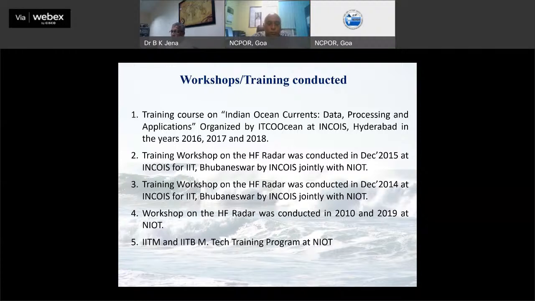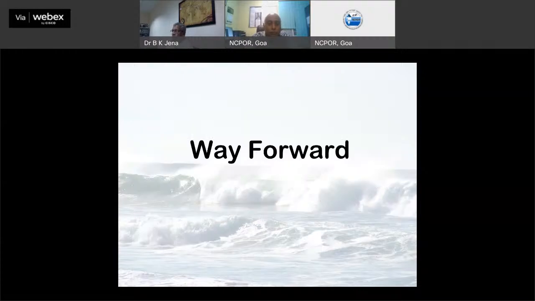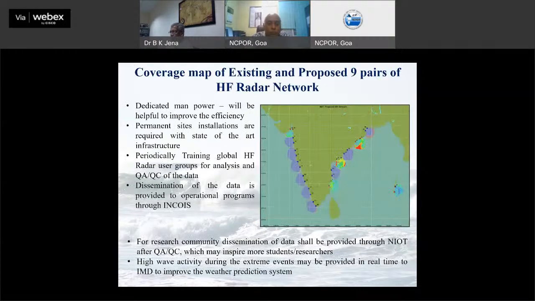And now we are aiming to use this data in the real field for IMD, for storm surge, cyclone and tsunami purposes. And going forward, we had a proposal to expand this network. 9 pairs have been approved, but due to fund constraints, we could not do it. If the 9 pairs come, this is our proposal we are going to install. But this is also not sufficient.